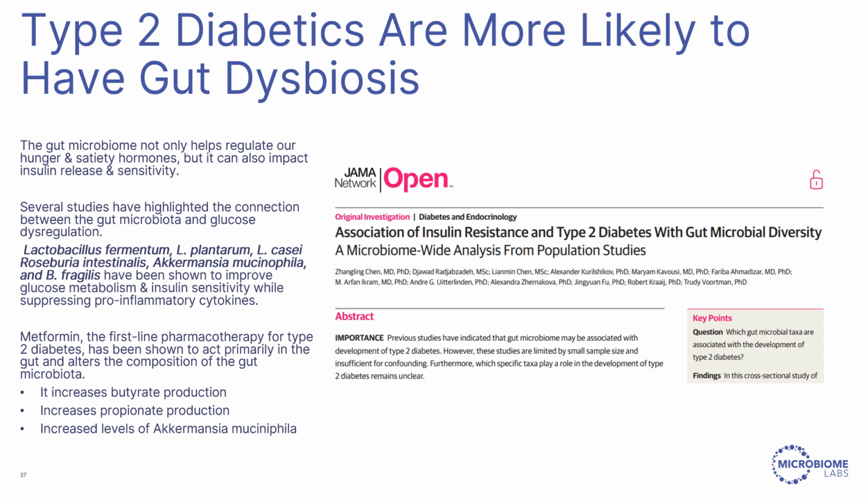Metformin has been shown to increase butyrate production and increase propionate production, two very important short-chain fatty acids. And it's also been shown to increase levels of Akkermansia muciniphila, which is our mucin-loving and mucus layer rebuilding keystone species that is critically important for overall health, especially metabolic health as well.